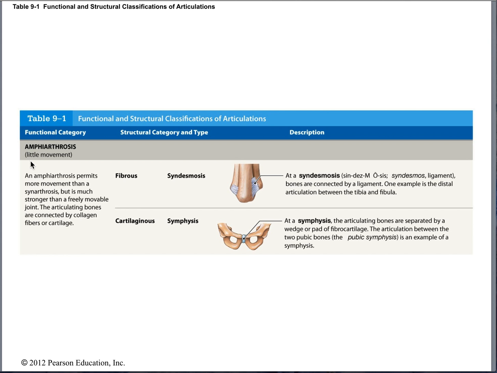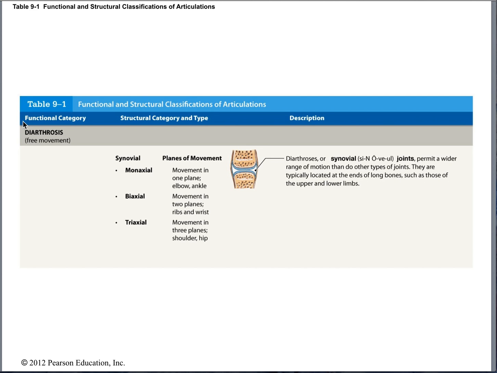Amphiarthrotic joints were slightly movable. And what was the primary one that I asked you to remember? Well, I said the pubic symphysis. And last one, diarthrotic joints. Diarthrotic, free until you die, right? They're also known as synovial joints because they contain synovial fluid, right? Diarthroses or synovial joints permit wider range of motion. So monaxial, biaxial, triaxial.